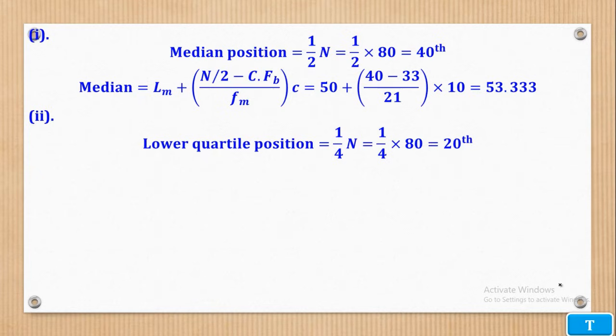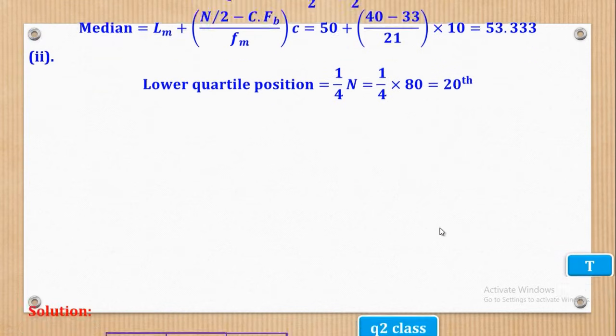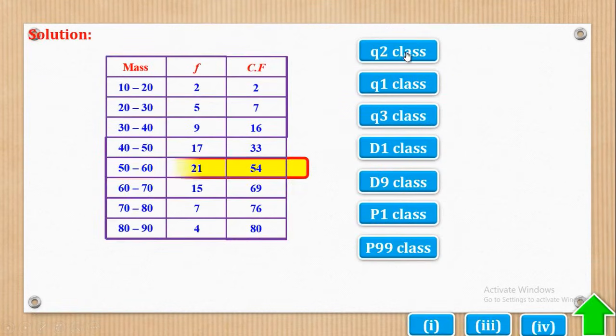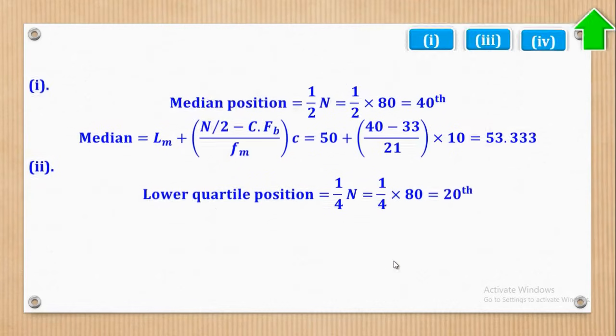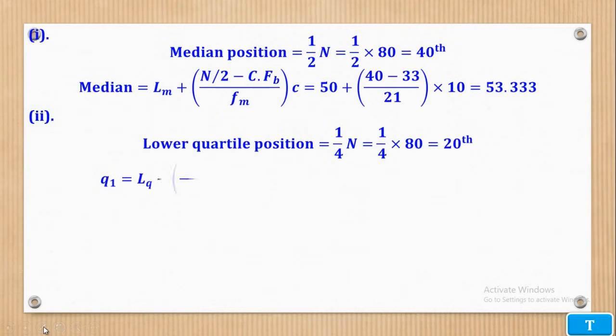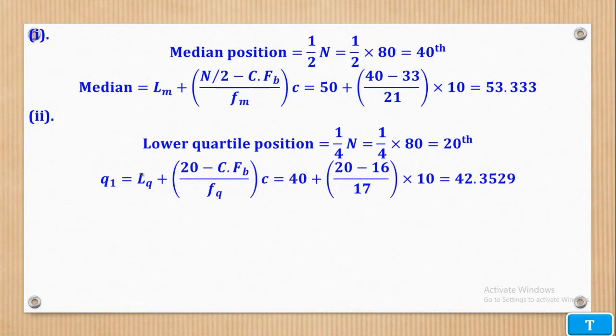Now that I've got the position, I'll go back to my table and locate that position. When I locate it, this will be the lower class boundary, frequency of that class, cumulative frequency before that class, and class width is the same, 10. So I'll code the formula and substitute lower class boundary, cumulative frequency before, frequency of that class, and class width. In the end, we'll come up with this as the lower quartile.